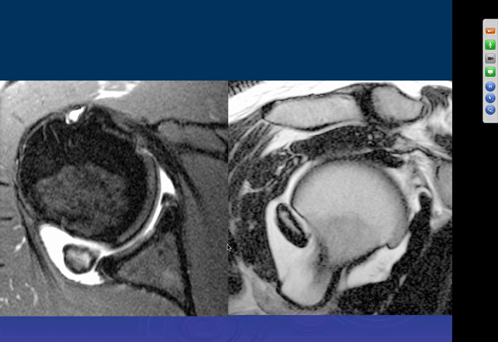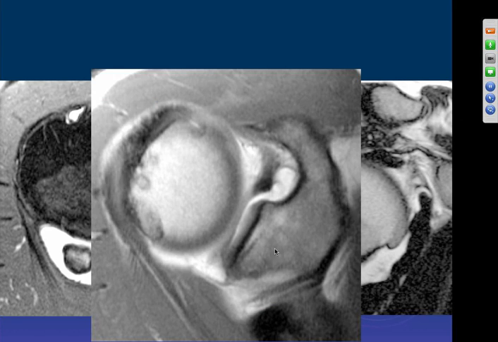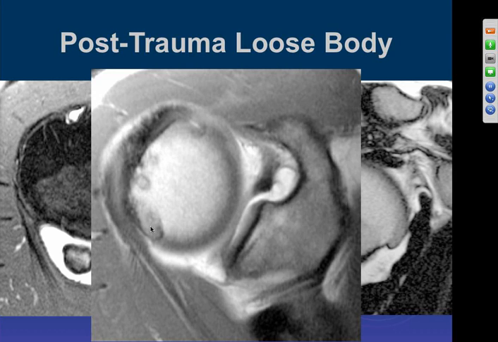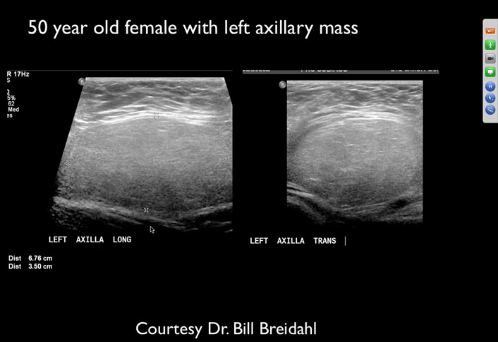And then here's a more degenerative disease with more irregularity, a single large loose body with irregular margins and sclerosis, more typical of degenerative disease. It probably has donor sites over here on the humeral head, and once they're in the joint space, they can grow over time. So that was just a post-traumatic loose body.